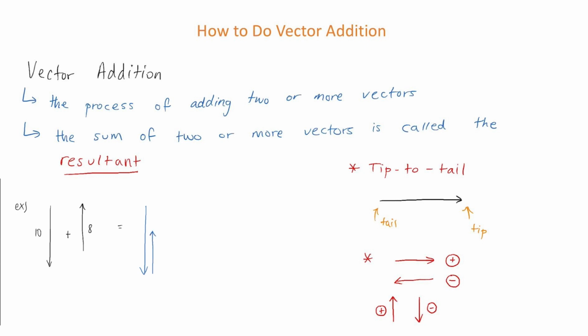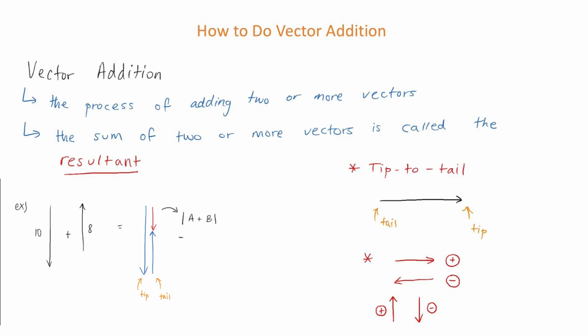We can start by aligning the vectors tip to tail, and then drawing the resultant from the tail of the first vector to the tip of the second vector. And now we can see the direction of the resultant is straight down. But what about the magnitude?